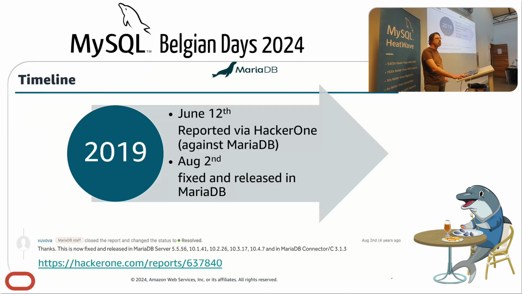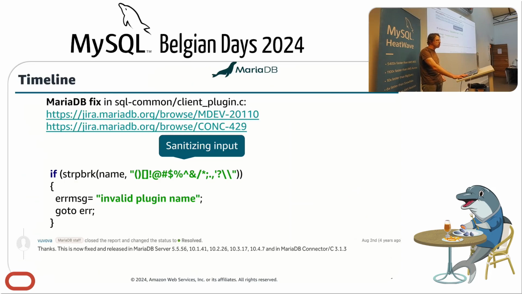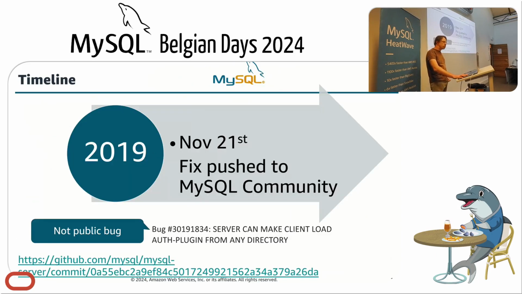I was able to come up with this timeline. It was reported via HackerOne against MariaDB. And then it was fixed and released in MariaDB on August 2nd, right? And then MariaDB has a fix, and it's sanitizing input, right? So check against this to prevent the directory traversal. And then on November 21st, the fix was pushed to MySQL community server.